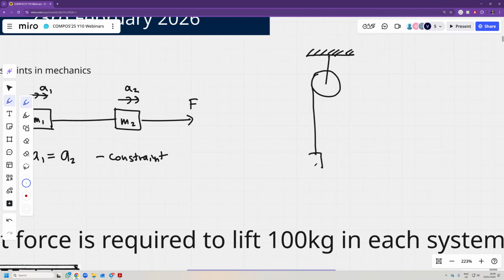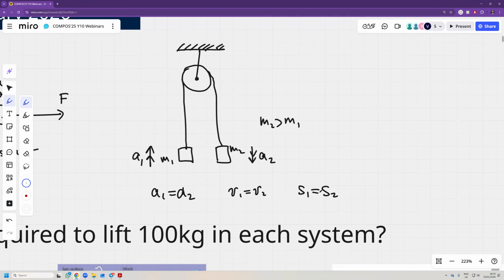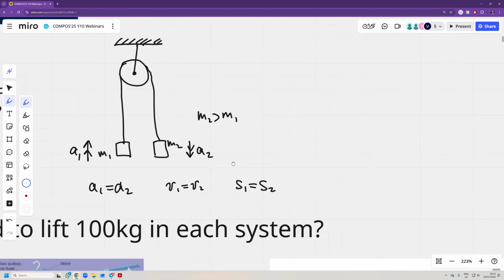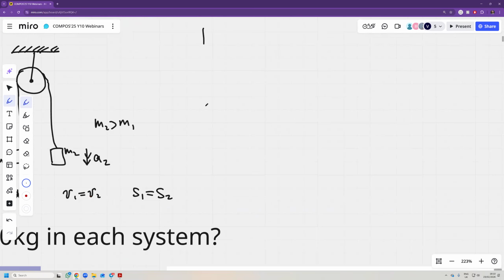But not just acceleration: if acceleration is the same, that means the velocity is the same at any point. V1 is V2. And if velocity is the same and time is the same, the displacement S1, not position, but displacement, S1 must equal S2. So if one mass moves 2 meters up, the other one moves 2 meters down. It doesn't always have to be a 1-to-1 ratio, so the constraint could be different.